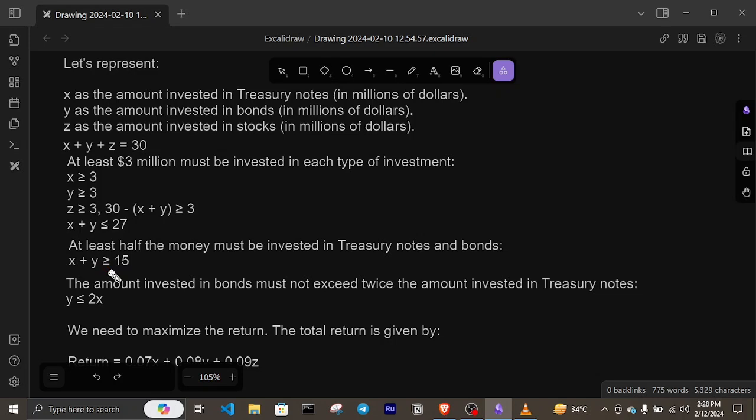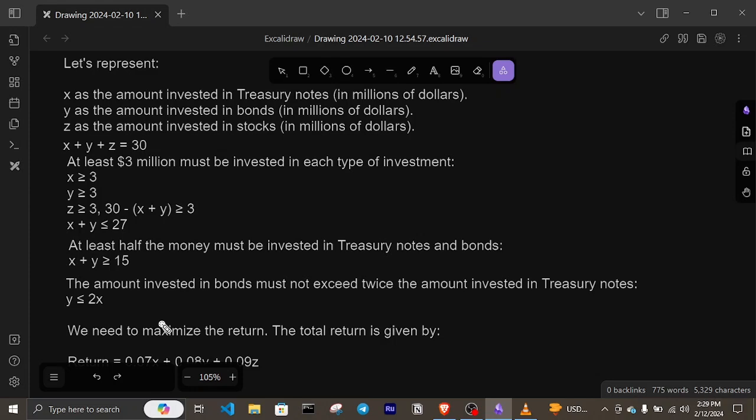Another constraint is that the amount invested in bonds must not exceed twice the amount invested in treasury notes. Treasury notes is represented by X and bonds is represented by Y. So Y should not exceed, so Y less than or equal to twice the treasury notes, so 2X.